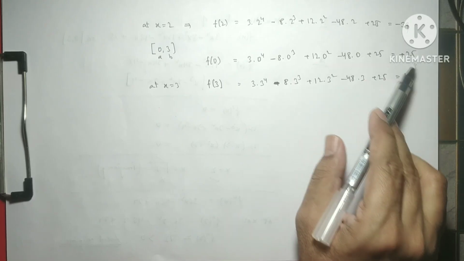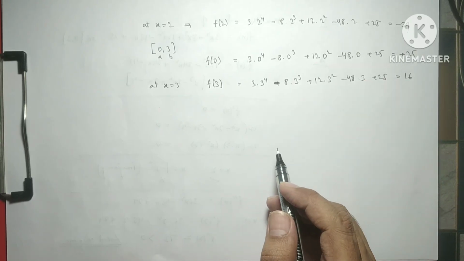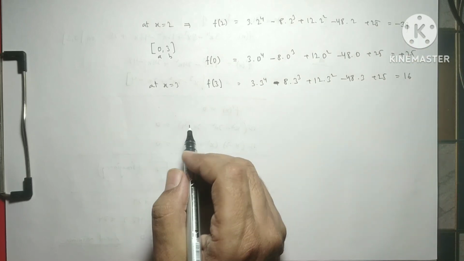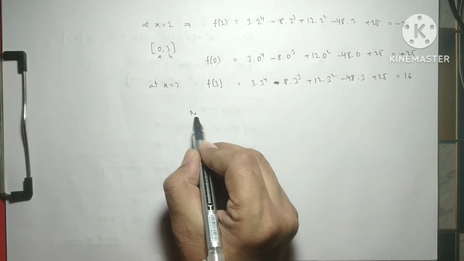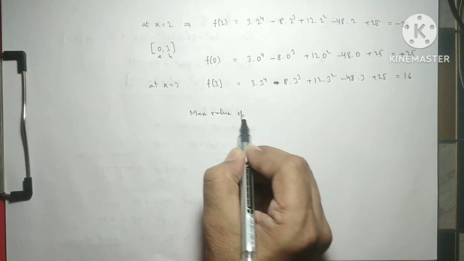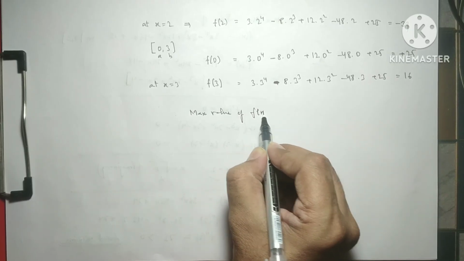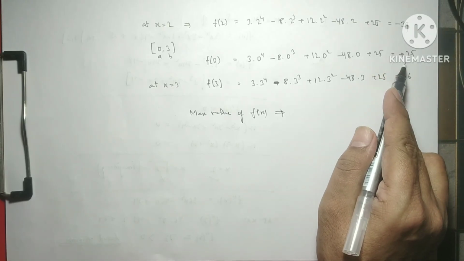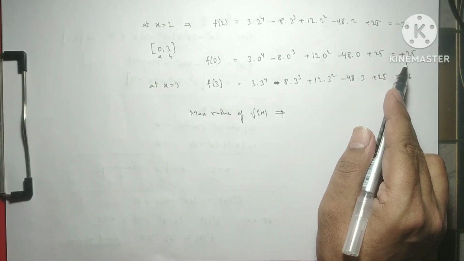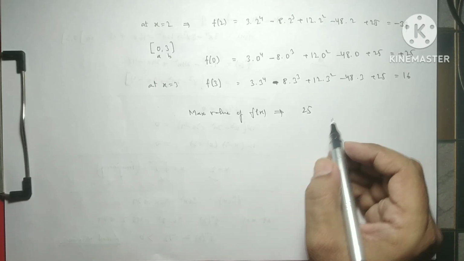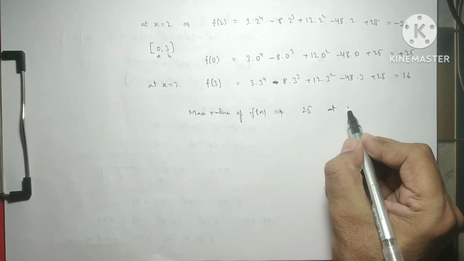So right now we have these three values. So the maximum value will be the greatest value in these. So that will be the maximum value of function. So the maximum value right now is 25. So it is 25 at x equals to 0.